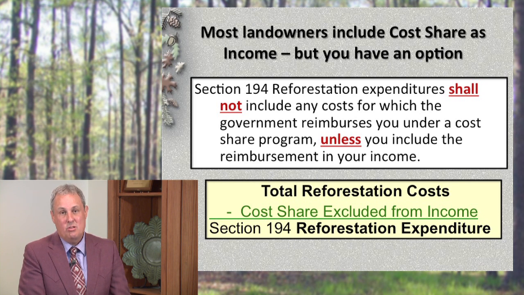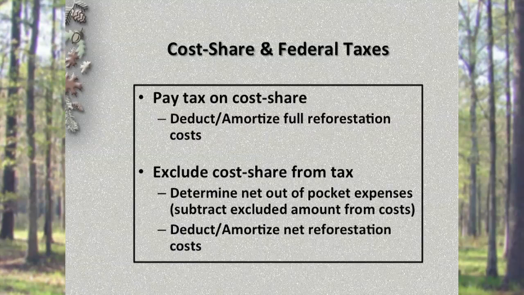Sometimes you're just doing extra work and you're really not getting ahead by doing this. But some people it might benefit. So the bottom line is you get two choices with cost share. You pay the tax on the cost share and you deduct and amortize the full reforestation costs. Or if you exclude cost share from the tax, then you determine the net out-of-pocket expenses and then deduct or amortize the net reforestation expenses.